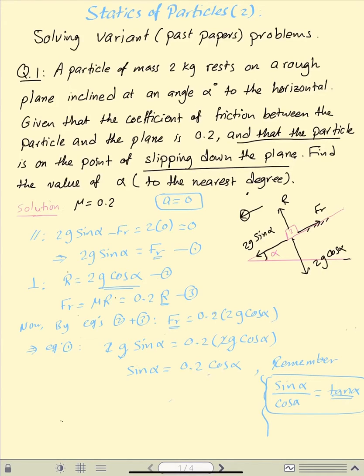So we divide both sides by cosine alpha to get the tan, dear M1 students. So tan alpha is equal to 0.2, so alpha is equal to tan inverse 0.2. Approximating this, he wants the nearest degree. It's 11 point something, less than 5, so it's 11 degrees.